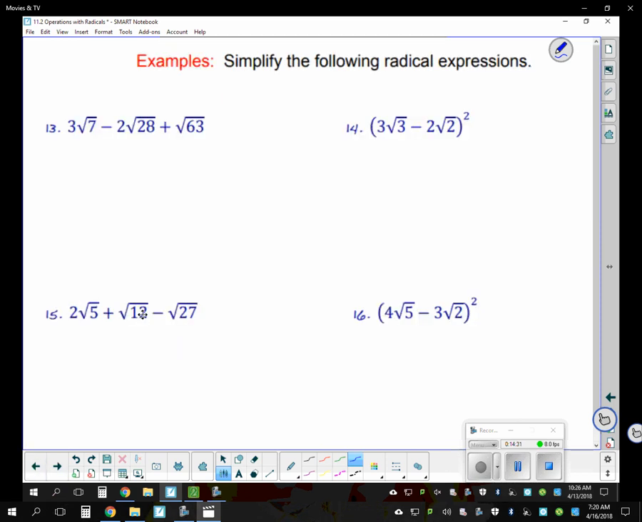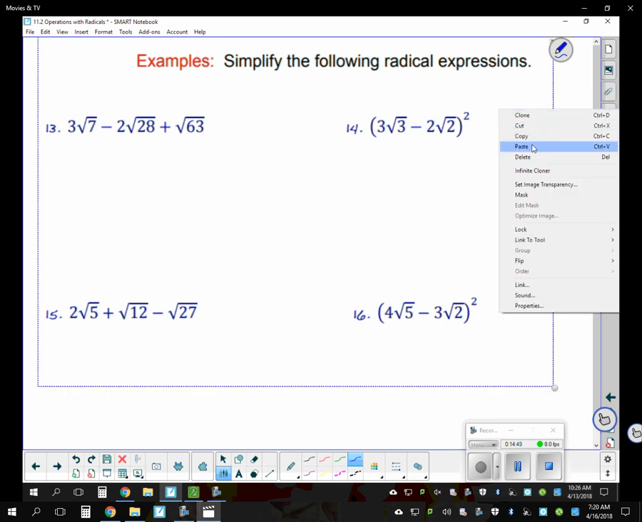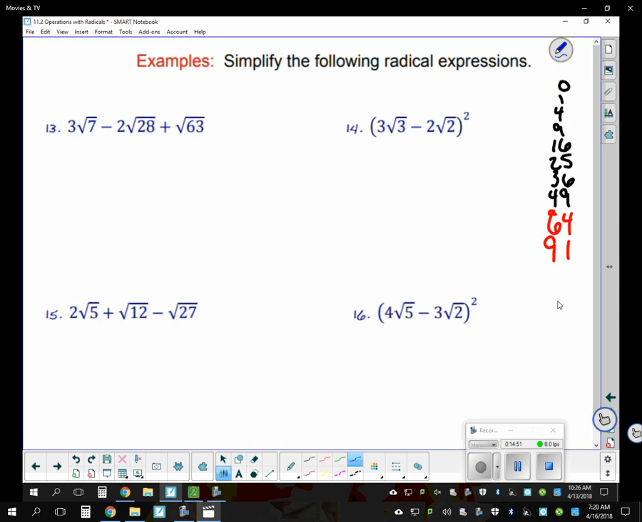Okay, just a few more examples, a little bit longer, but the same ideas. Simplify the following radical expressions. We have 3 things happening, 3 different radicals now. The first thing you want to do is look for like radicals. We don't have any. We're adding and subtracting, so we would need like radicals. We don't have any, so then we're going to need to try to simplify each radical individually.